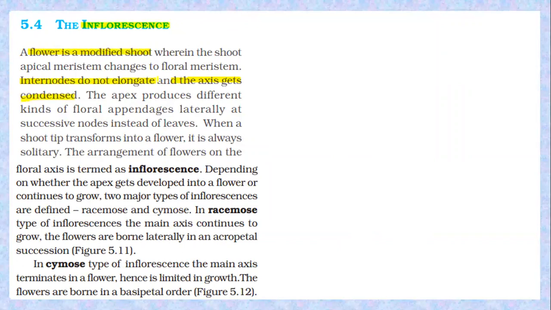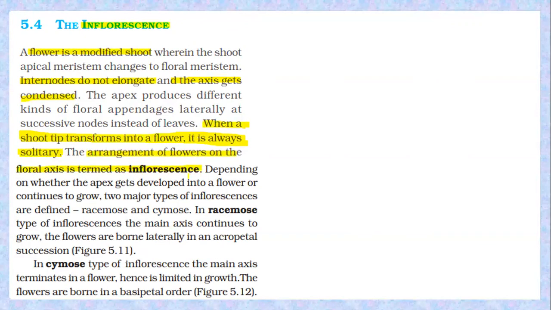This is a previous year AIIMS question. When a shoot tip transforms into a flower, it is always solitary. When the tip of the shoot is converting into a flower, it will be solitary, or a single flower will be born. So this arrangement of flowers on the floral axis is termed as inflorescence.